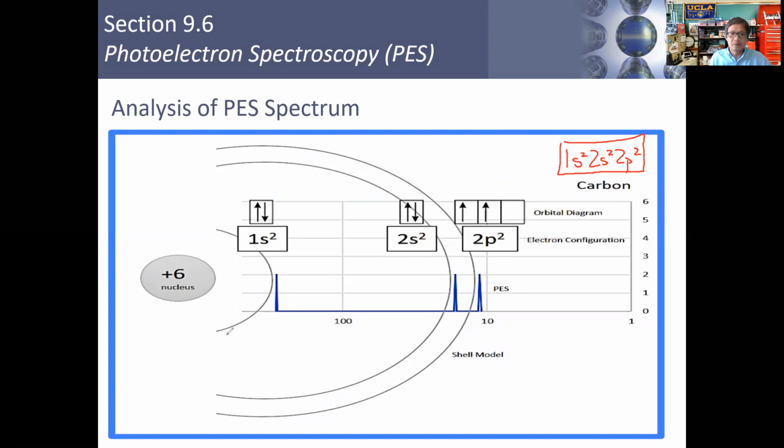Okay, and so this represents then the 1s. If you take a look at this, this is the 1s orbital here. This is the 2s orbital here. And this is the 2p orbital here. Now remember, the 2s and 2p, and we'll go over this in just a moment, they are different in energy, 2p being a little bit higher in energy than the others.